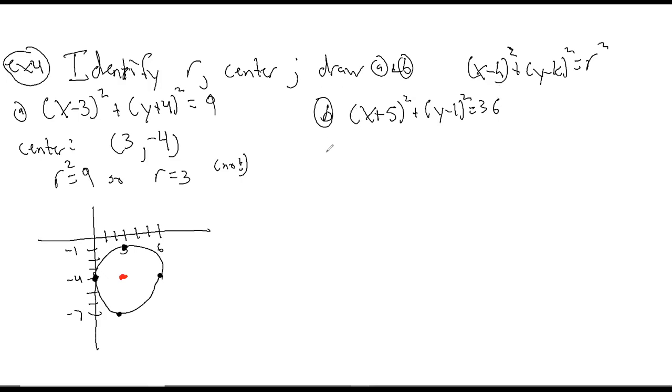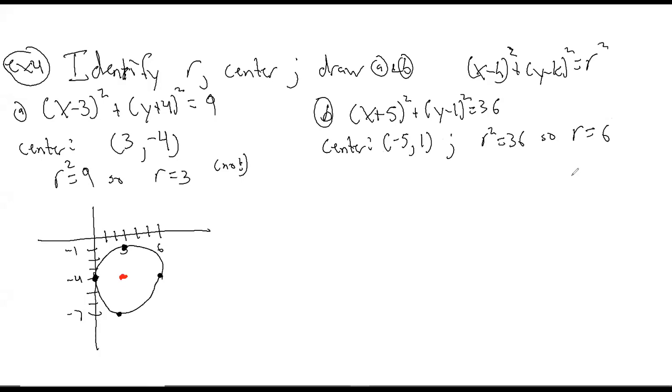So we can immediately tell everything. The center has to do with the 5 and the negative 1, but it's opposite in sign. So since that says plus 5, the center has to be at negative 5. Since it says minus 1, the center has to be a positive 1 for the x and the y coordinates, the h and the k. The right-hand side is the r squared. So r squared is 36. Take the square root of both sides, and that tells us that r is 6. No plus or minus needed once again. So our center is at left 5, up 1, with a radius of 6.